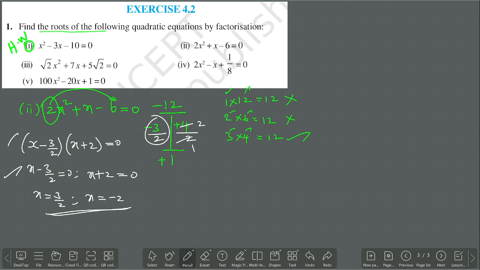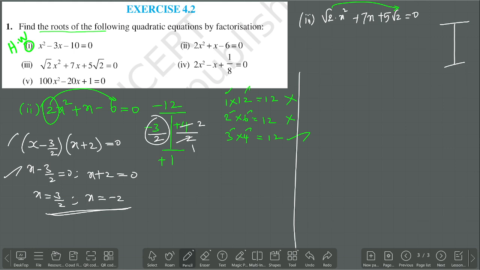Is it understood? Right. Now, one more I'm going. One more, which one? The third one. The question I have is root 2 x square, square is outside the root, okay? Plus 7x plus 5 root 2 equal to 0. So as per the rule, we have to multiply the coefficient of x square and the constant. Multiply, what am I getting? 5 root 2 into root 2. Am I right? When you multiply, root 2 into root 2 is 2. Then 5 2s are 10.